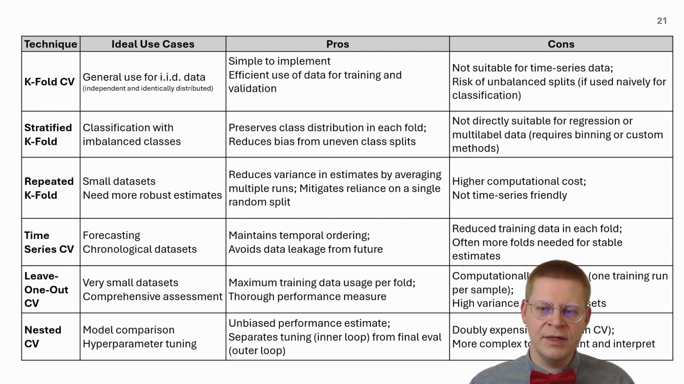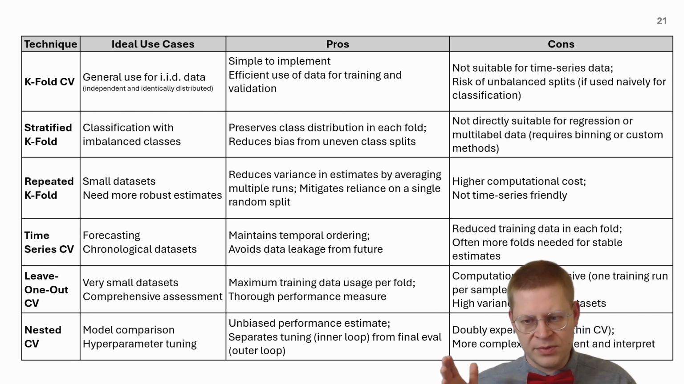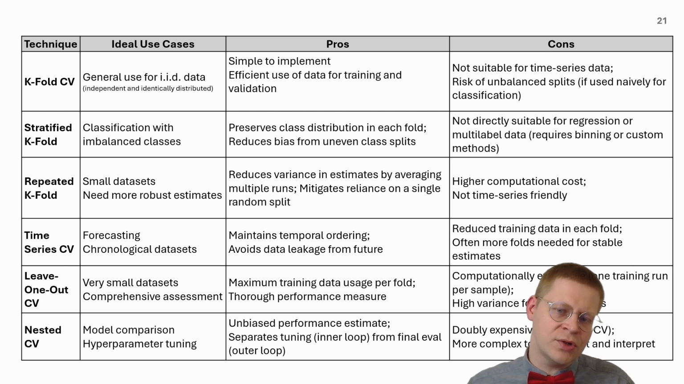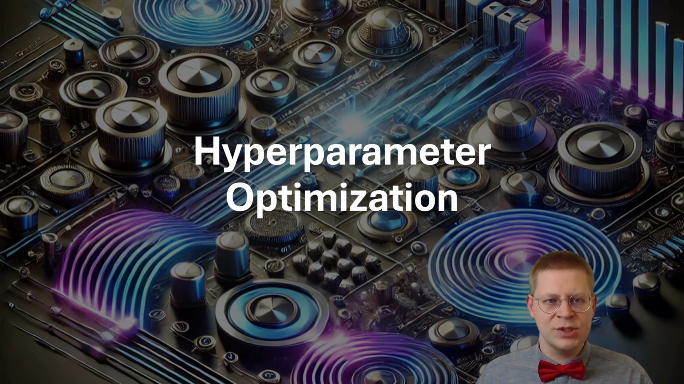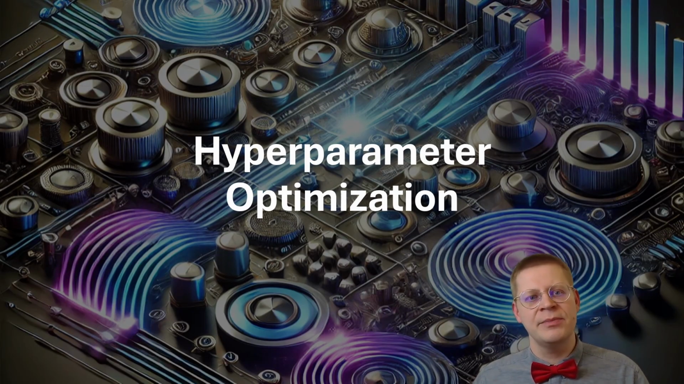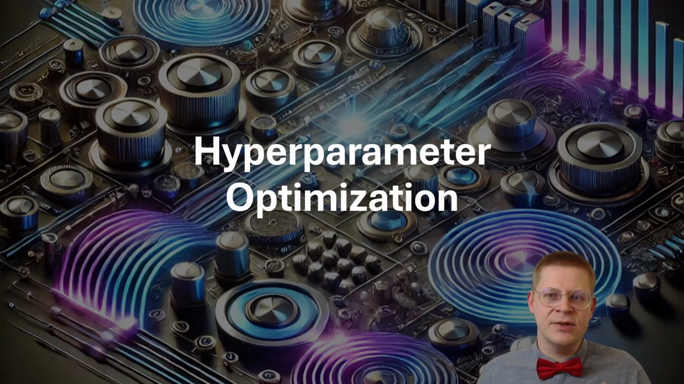So, to sum up, each technique has its own advantages and disadvantages. The table here gives a quick overview and quick reference, with ideal use cases to help us choose the right method, pros to outline benefits, and cons to warn us about potential pitfalls. Just use this table if you're stuck. And we're moving to our next topic, and it is hyperparameter optimization. Let us take a look at it.